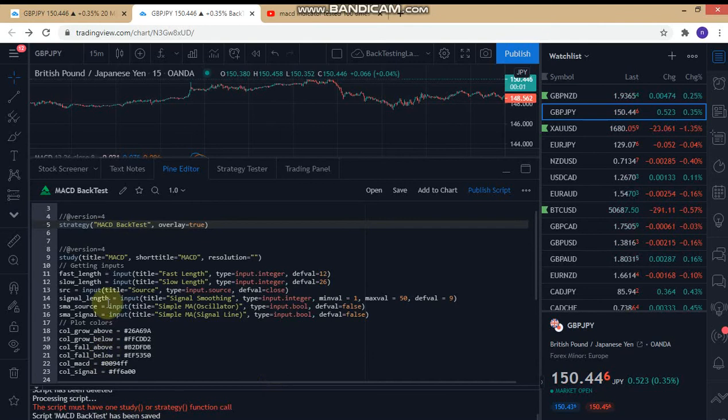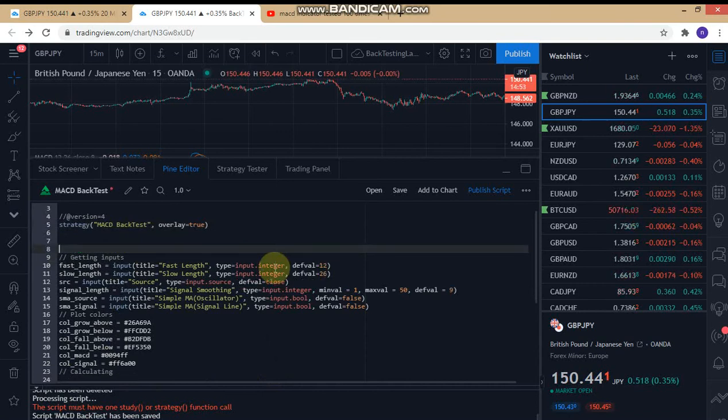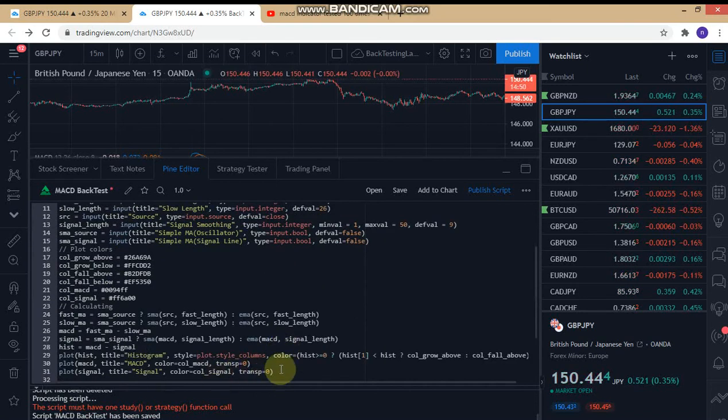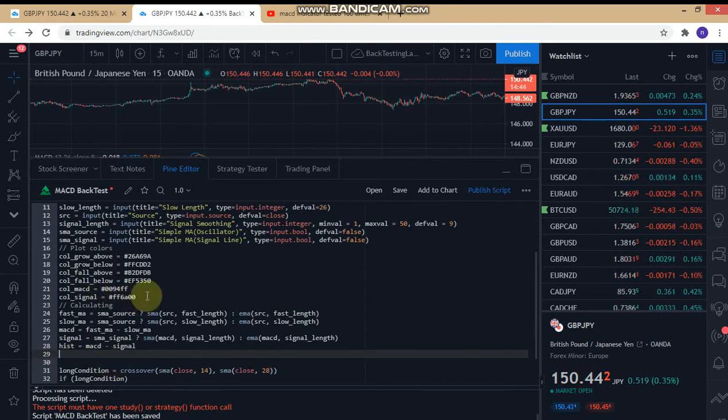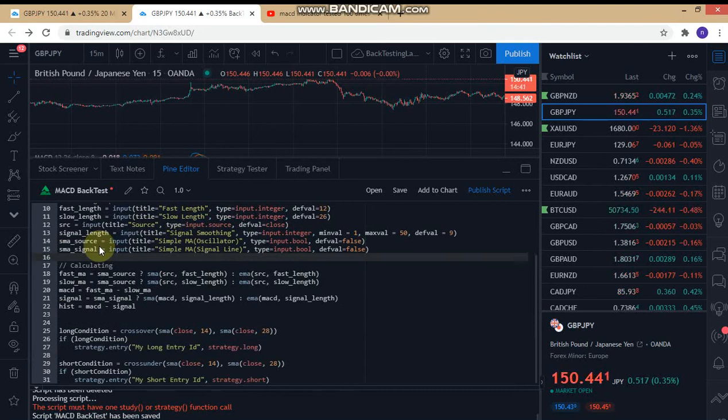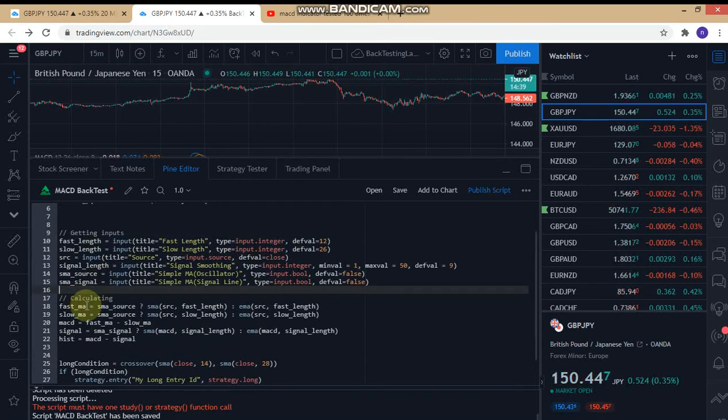Now the only error is the study. Script must have study or strategy, can't have both. So let's get rid of the study. While we're at it, let's clean up what we did bring over. We don't need the plot, we don't need the plot colors. I'm really only interested in keeping the inputs and the calculations. So now we'll save it.